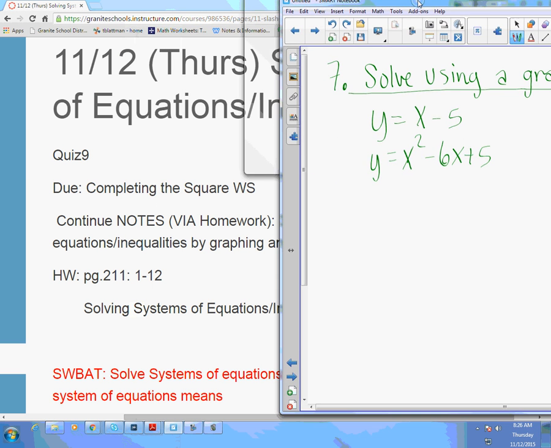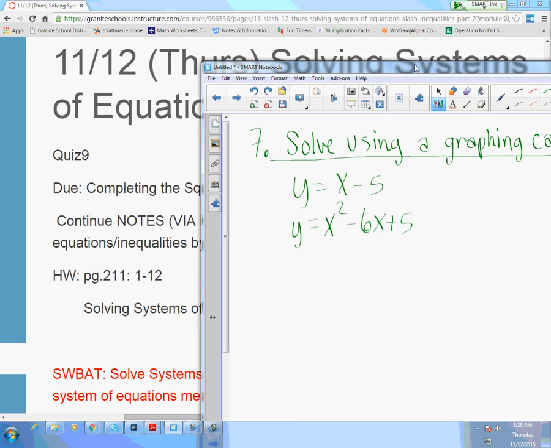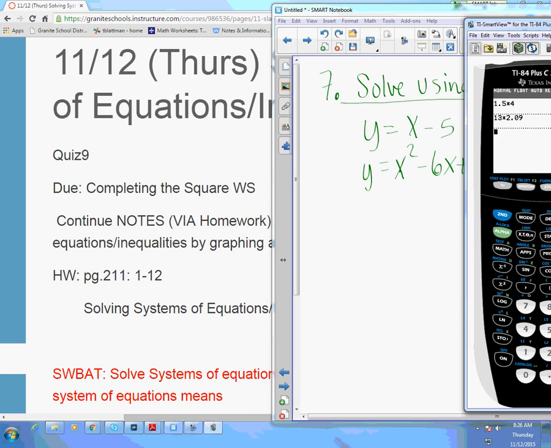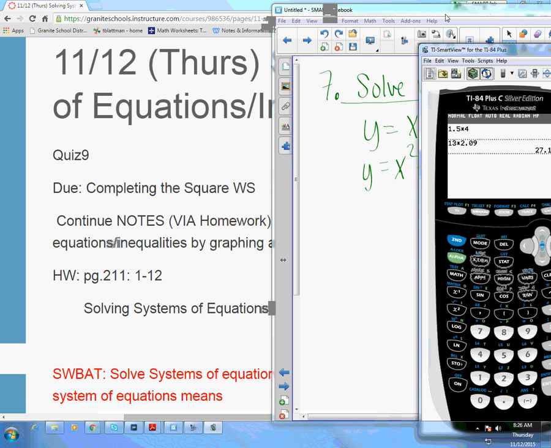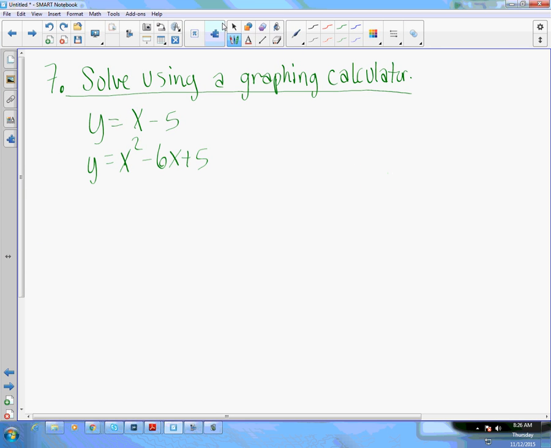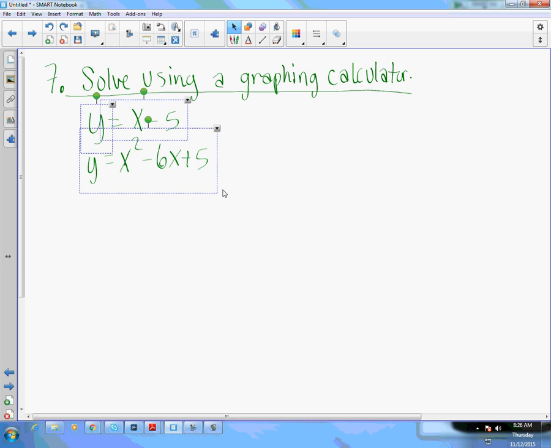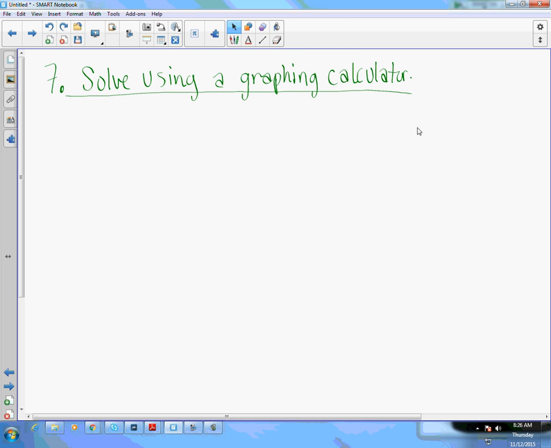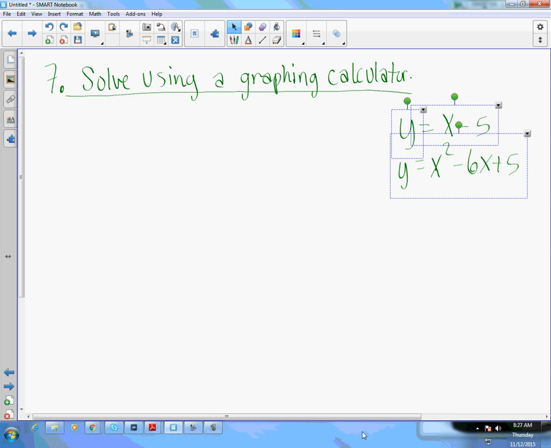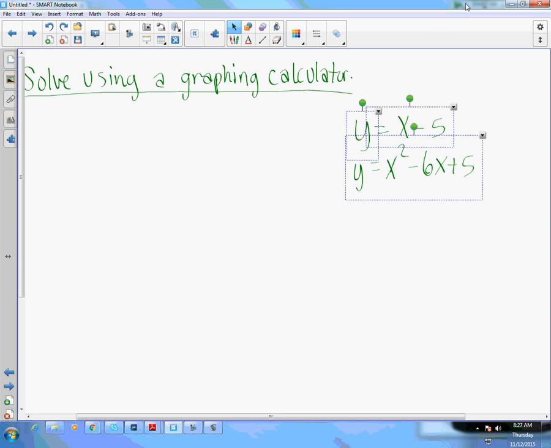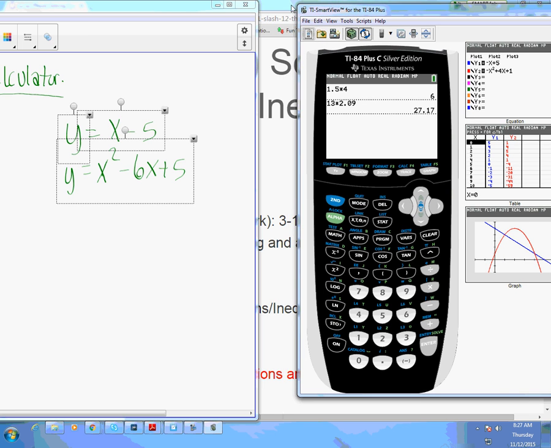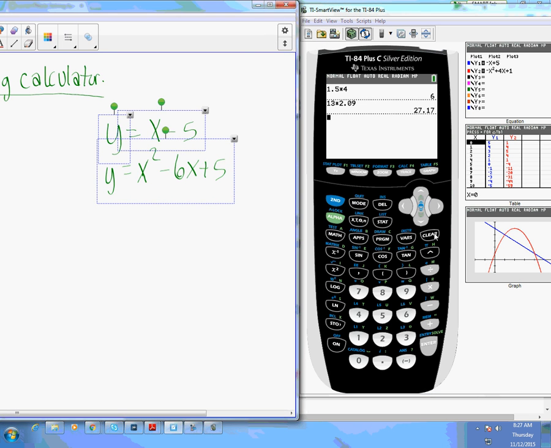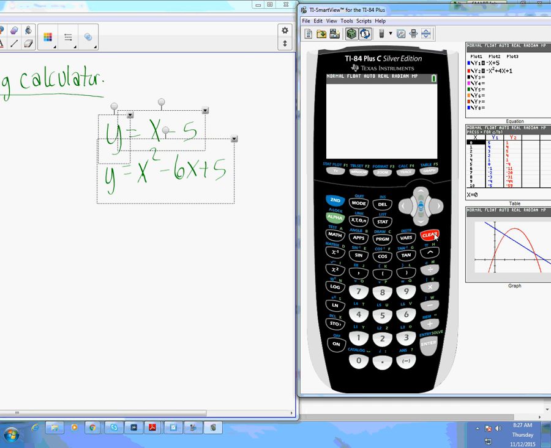Okay, I'm going to put this here. And then I'm going to put this. I wrote it on the wrong side. Not me, but like this. So I'm going to put it over here. Okay, there's number 7. And here's your graphing calculator. Alright.